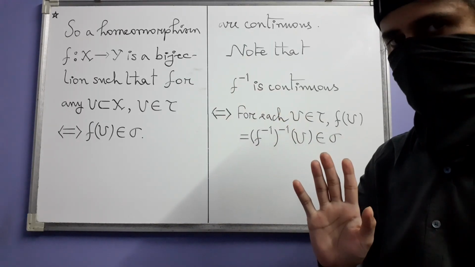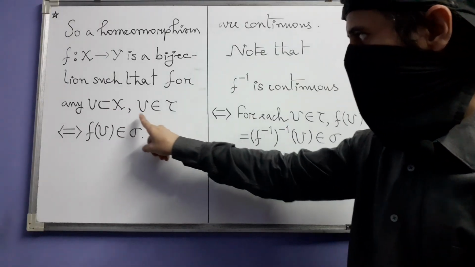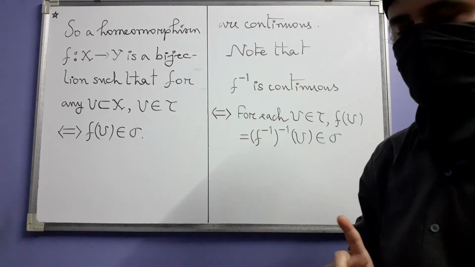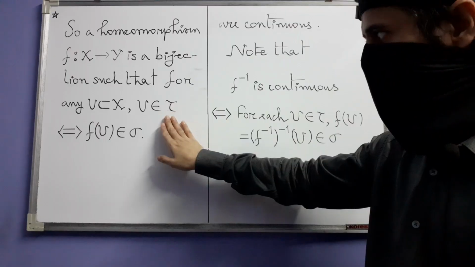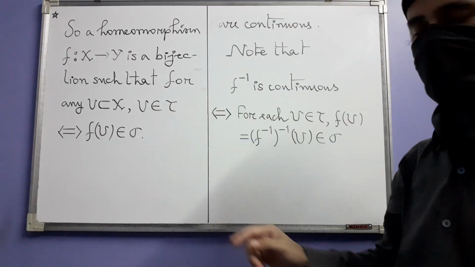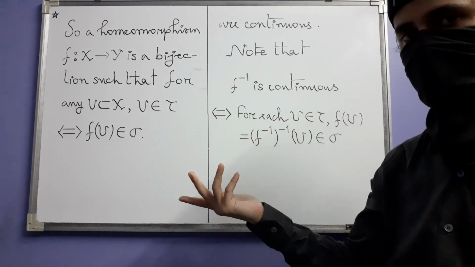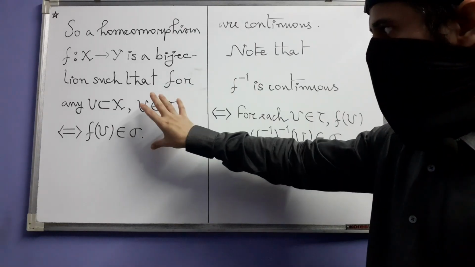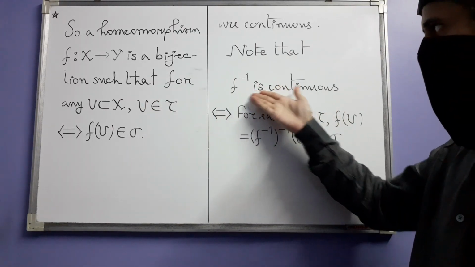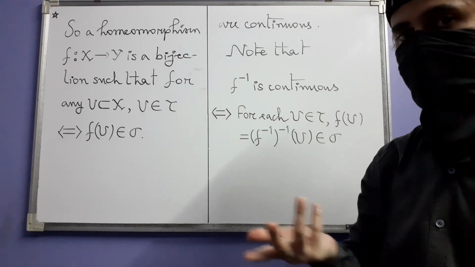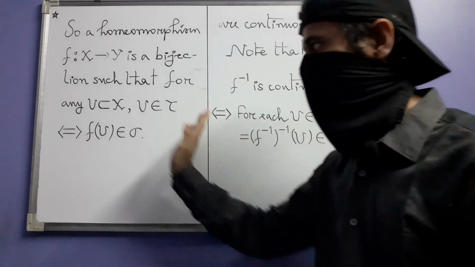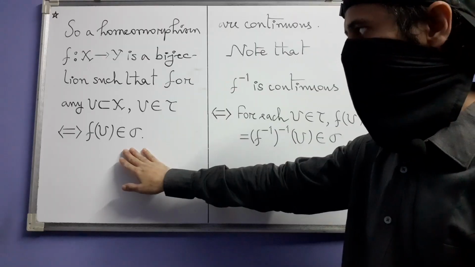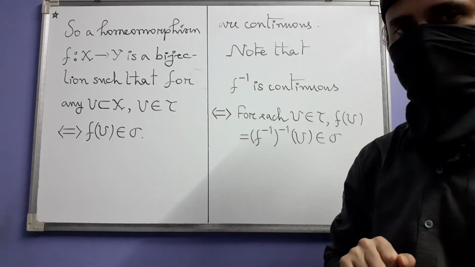The forward implication here of course comes from this part, and that is equivalent to f inverse being continuous. If U is an open set in X, that is, if U comes from the topology tau, then f of U is open in Y. That means it belongs to the topology sigma on Y. And that is just what f inverse being continuous ultimately means. And the backwards implication tells us that f is continuous.